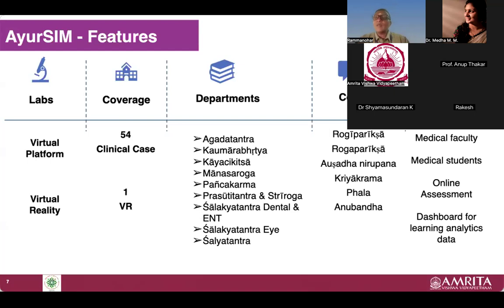Now, I'll tell you that our framework, the modules for Roga Pariksha, Aushadha Nirupana, Kriyakrama, Phala, and Anubandha were actually created with an inspiration from SOAP. So SOAP means Subjective Objective Assessment Plan. This is a very simple framework for making clinical notes.